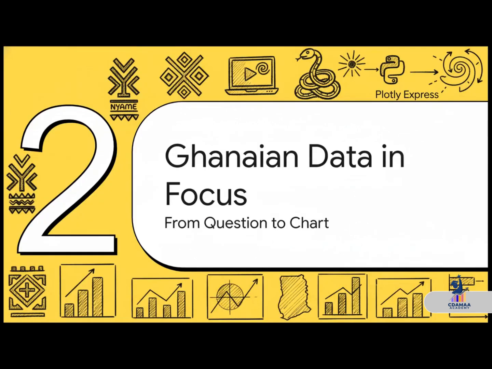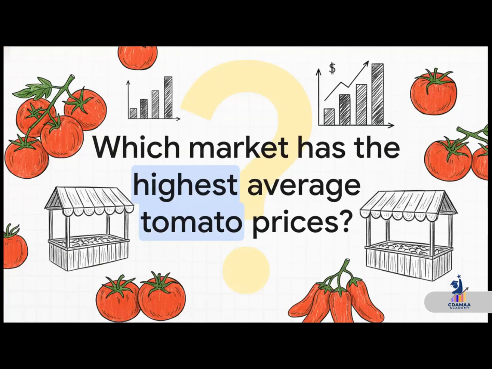Okay, enough theory. Let's get practical. In this next part, we're going to take these rules and apply them to some real Ghanaian data using the Plotly Express library. Let's answer some real-world questions. So here's our first mission. It's a classic comparison problem. Which market has the highest average tomato prices?